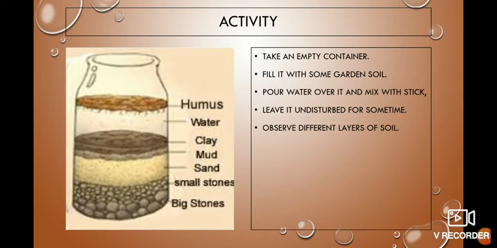Now leave this container containing the soil undisturbed for a few hours. Just forget it. Okay? Come back and observe. After a couple of hours, come back and observe.